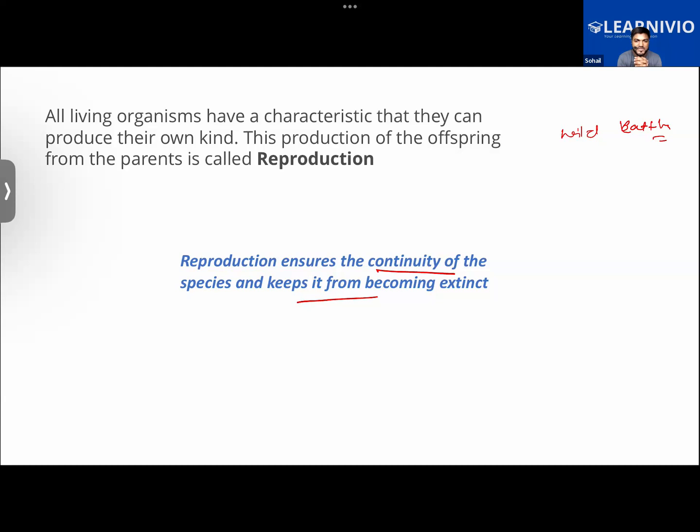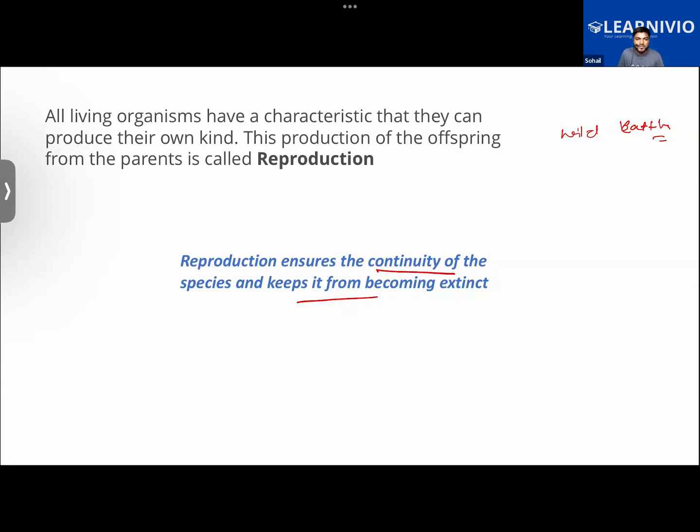And their examples are roots. Very good. And stems, and leaves. Okay. Very good. So these are the vegetative parts of a plant. Vegetative parts usually help in carrying out the necessary life processes for a plant, right?